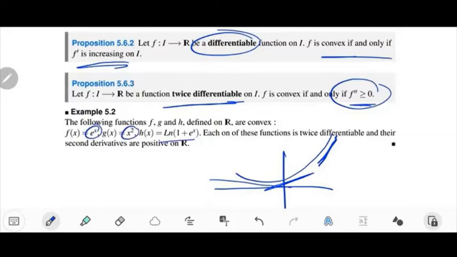You can take the following examples, like e to the x, I drew it before, x squared also is convex, ln of (1 plus e to the x). All these functions are convex, they are twice differentiable, so you can calculate the second derivatives and you can find that they are positive. The second derivative of e to the x is e to the x, it's positive. The second derivative of x squared is equal to 2, this is g double prime. And the second derivative of ln of (1 plus e to the x), you can do it too, in fact the first derivative is e to the x over (1 plus e to the x), and then the second derivative will be something positive. So these functions are convex functions.